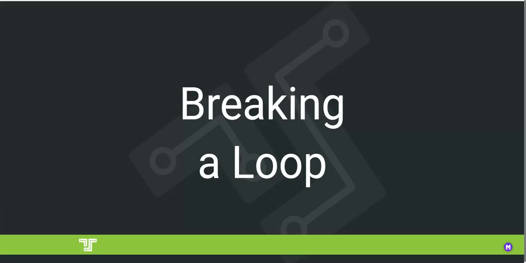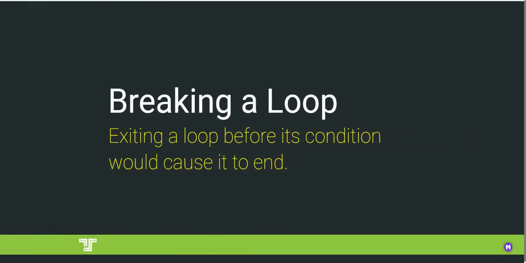All right, for this one, this is 2.4 Breaking a Loop, and it's the purple assignment. It's the demo. So in this one, we're going to learn how to break a loop. Breaking a loop means exiting a loop before its condition would cause it to end. We will use this technique whenever we want to exit a loop early.